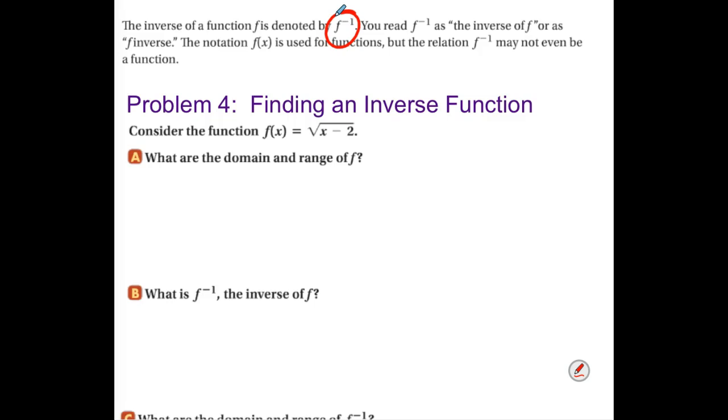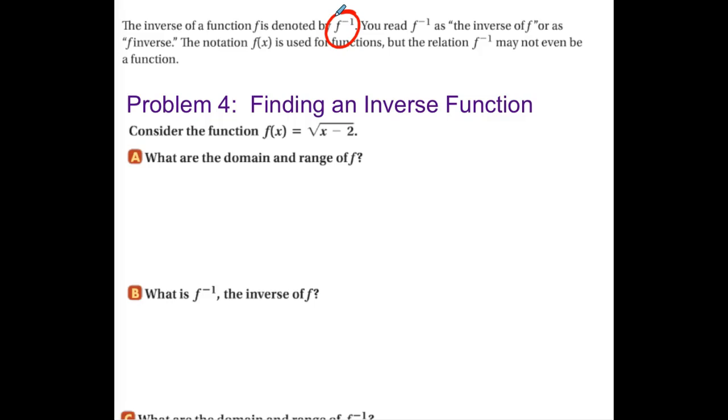What was the test we had to see if something was a function? Vertical line test. So we could find the inverse equation, and when we look at its graph, it doesn't pass the vertical line test. Okay? We still have found the inverse, but we wouldn't call it a function. Does that make sense?